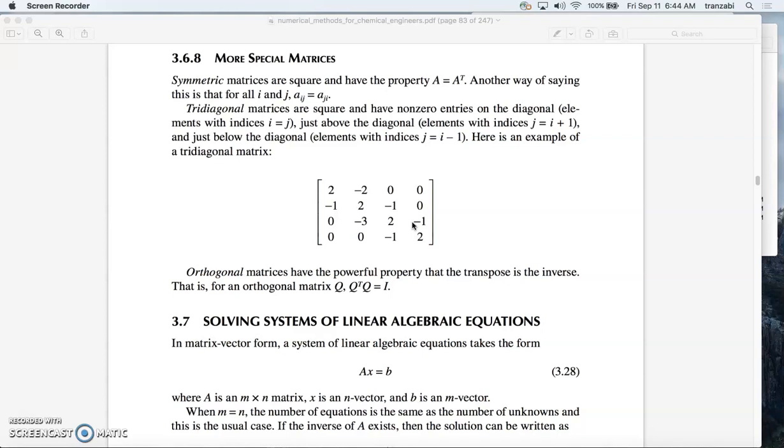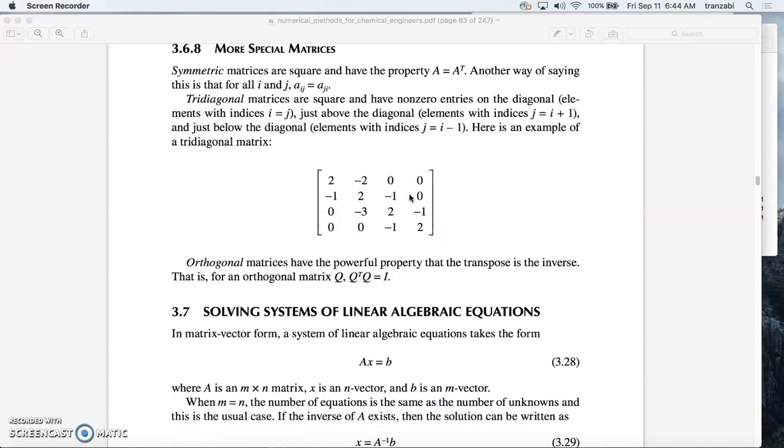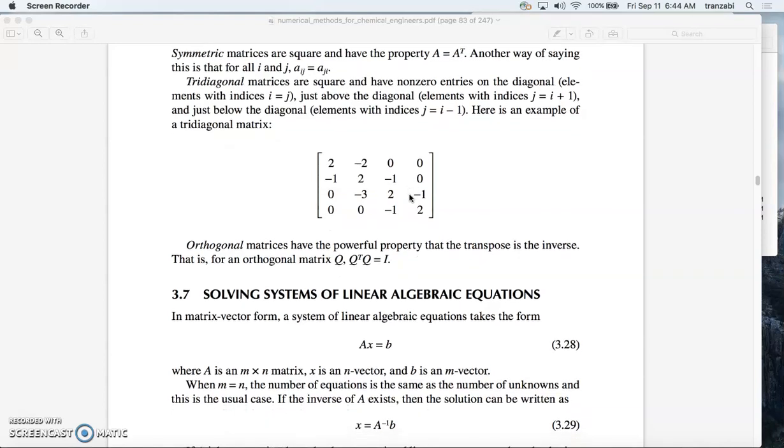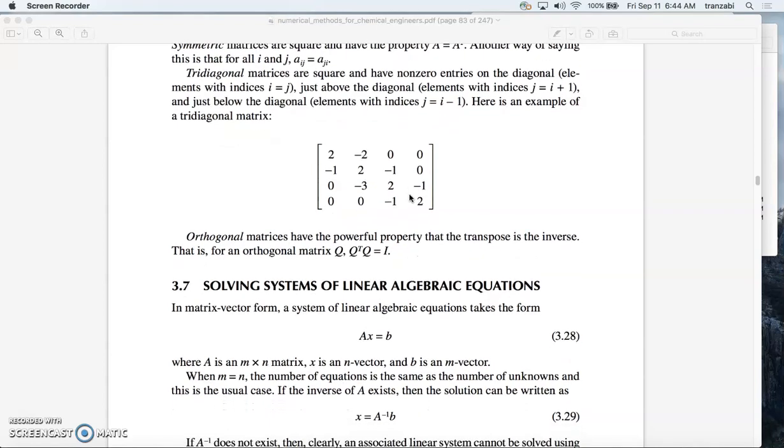Okay, so in other words, the elements above the super-diagonal and below the sub-diagonal, which are these ones and these three ones, should be zero. So this is called a tridiagonal matrix. And by the way, a tridiagonal matrix has to be square, because if it is not square, you cannot even define the diagonal.